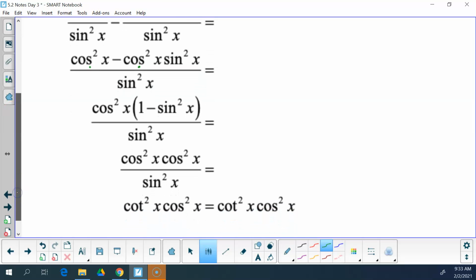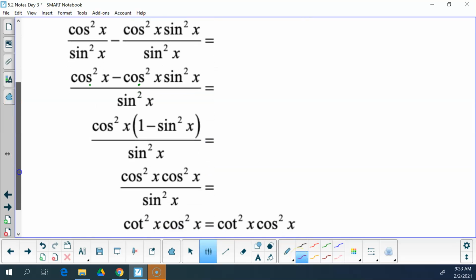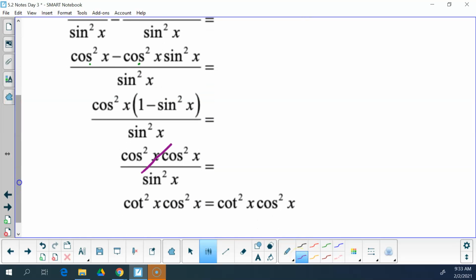Cosine squared divided by sine squared is cotangent squared, actually. So there's your cotangent times cosine.